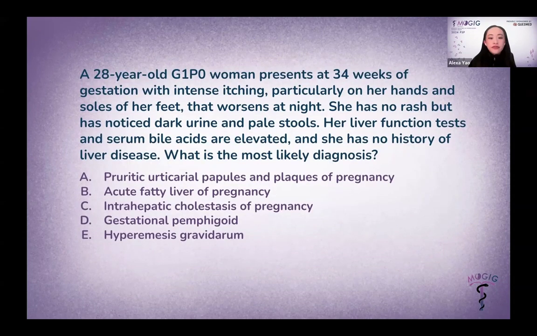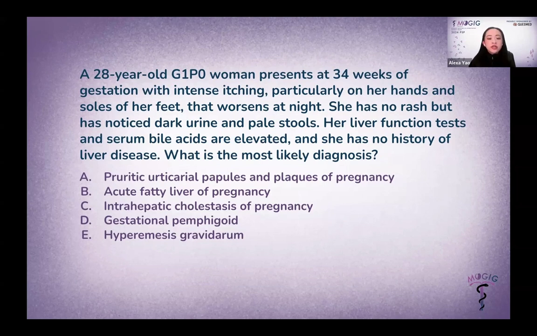Okay, now moving on to the final question. A 32-year-old G1P0 woman presents at 34 weeks of gestation with intense itching, particularly on her hands and soles of her feet. This itching worsens at night. She has no rash, but has noticed dark urine and pale stools. Her liver function tests and serum bile acids are elevated, and she has no history of liver disease. What is the most likely diagnosis?